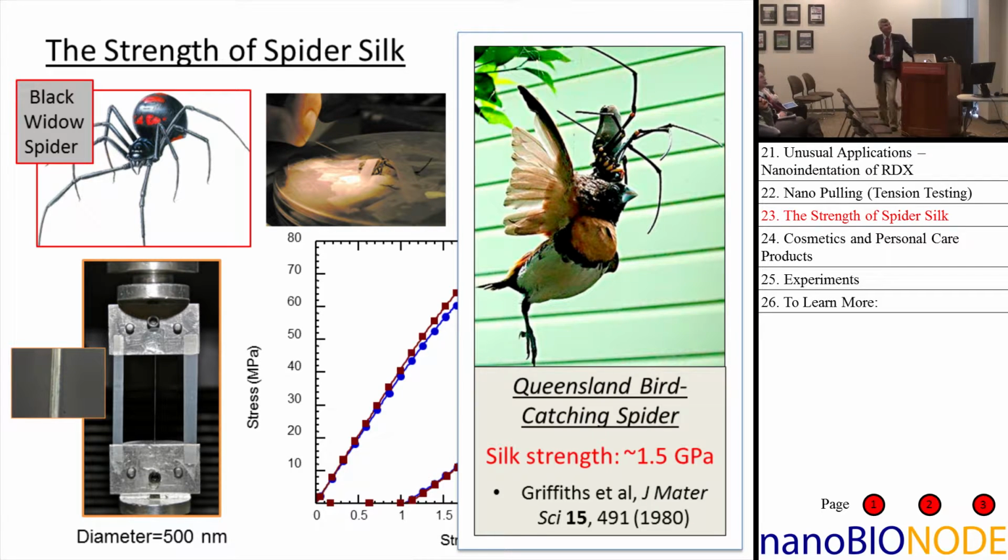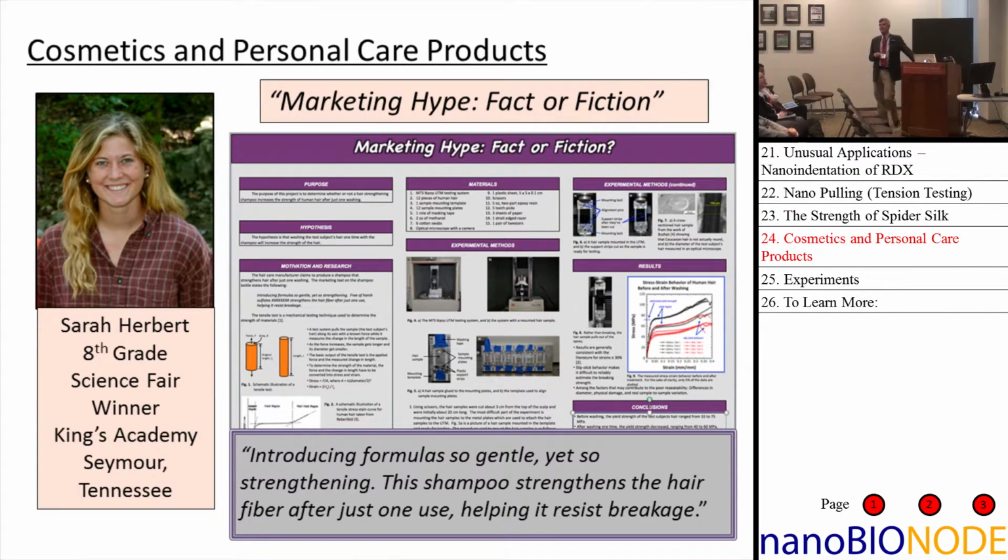Big spiders there. And then lastly, my favorite example of all, and then I'll quit, which is this one right here. So this is Sarah Herbert. This is Eric Herbert's daughter. Now, Sarah was in the 8th grade when she did that. She's a senior this year, so this was about 4 years ago. And she was fortunate that she had access to her father's nanotensile testing outfit. And she did a science fair project that was entitled Marketing Hype, Fact or Fiction.